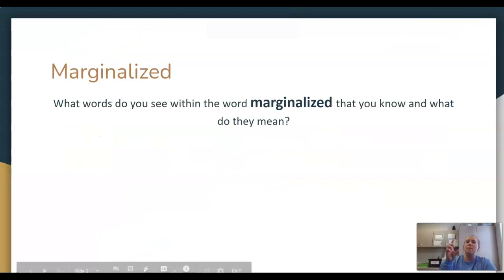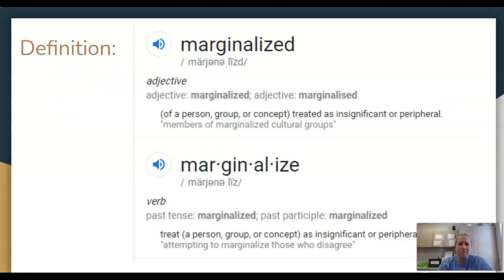Marginalized groups. The main word, that base word that we see is margin, which is the outside, like the margins of your paper, okay? Marginalized is an adjective, group of people or person, people, or concept that's treated as insignificant or peripheral, okay, on the outside. And marginalize is a verb. To marginalize is to treat a person, group, or concept as insignificant, okay?